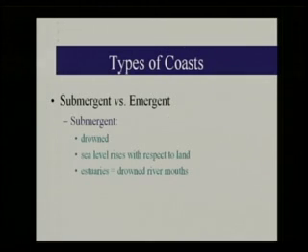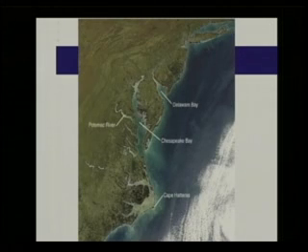In a submergent coastline, we're looking at a drowned coast. The sea level is rising with respect to the land, and one feature found in a submergent coast is an estuary or several estuaries. Estuaries are drowned river mouths. Chesapeake and Delaware Bays are both estuaries, and these developed when the east coast of the United States was flooded when the sea level rose at the end of the Pleistocene with melting ice, melting continental glaciers.